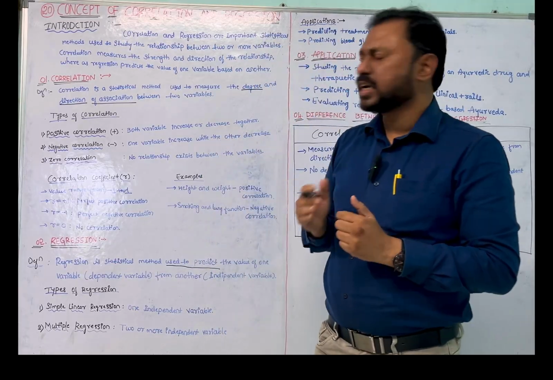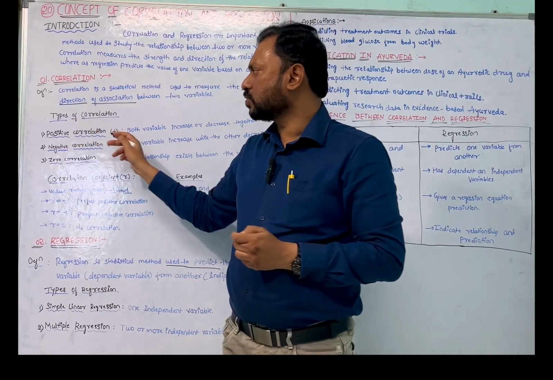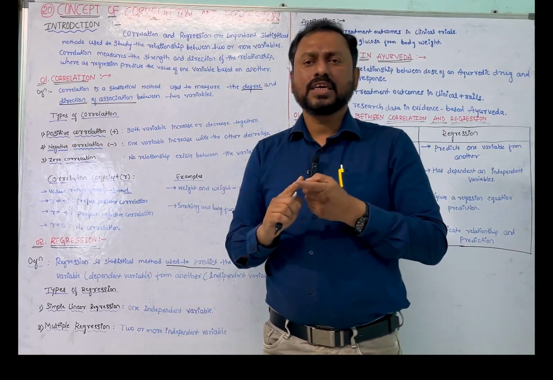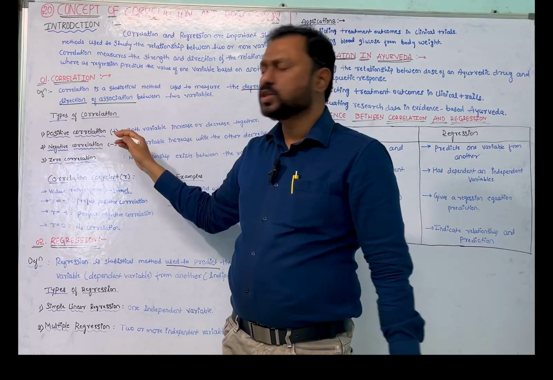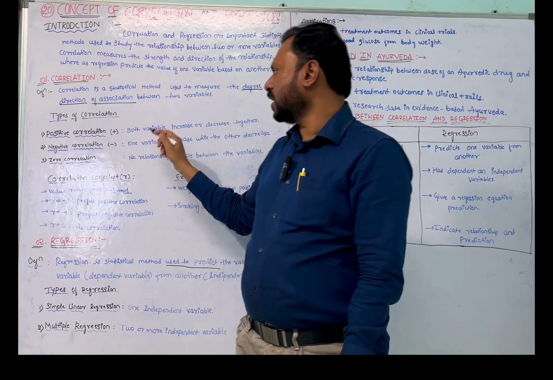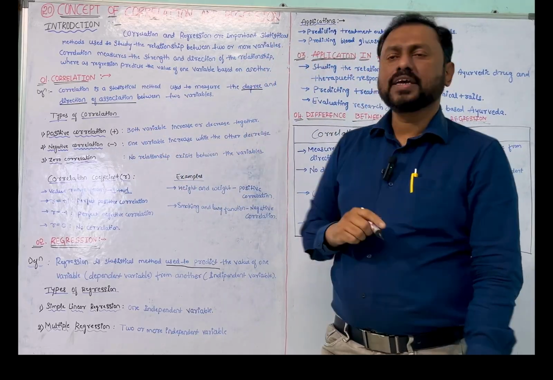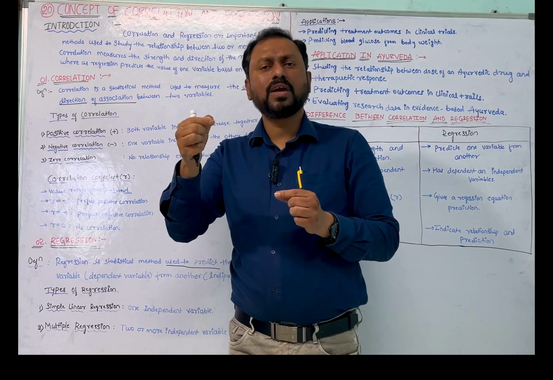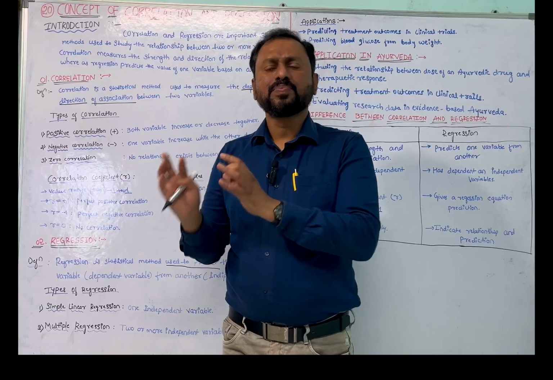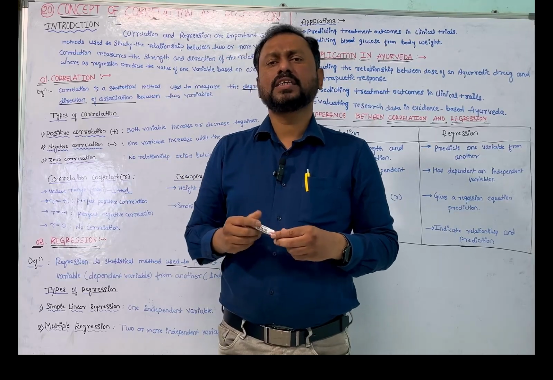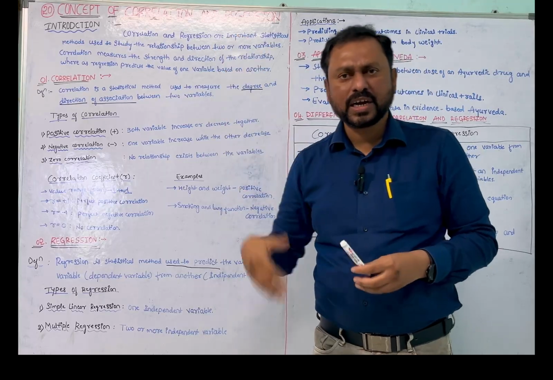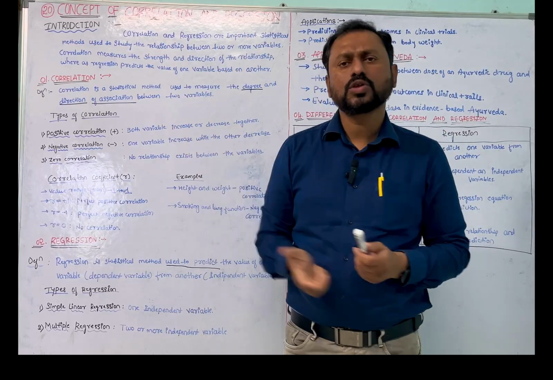There are three types of correlation. One is positive correlation, second is negative, third is zero correlation. Correlation means their relationship, their association. Positive correlation, which we represent with a plus, is where both variables increase or decrease together. If one variable increases, the other variable also increases. For example, if a child's height increases, then weight also increases. This is called positive correlation.